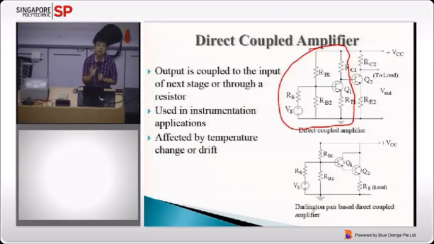Q1 as a common emitter will give you the first stage of amplification, and it appears as the input of your Q2. Now for Q2, can you see where the load is connected? Which terminal of Q2? The collector. So if it's connected to the collector, it's also a common emitter.